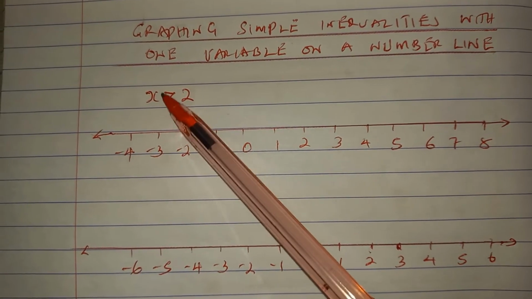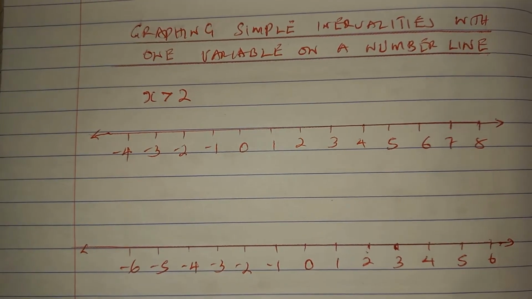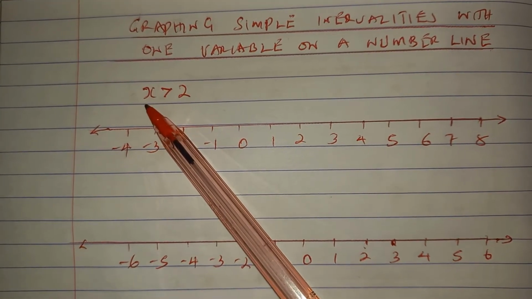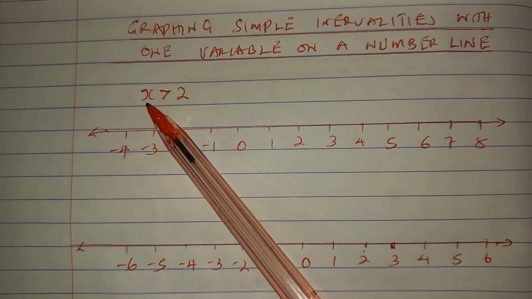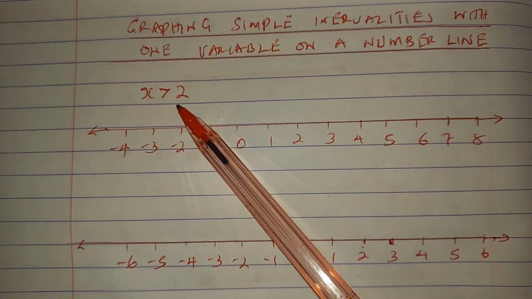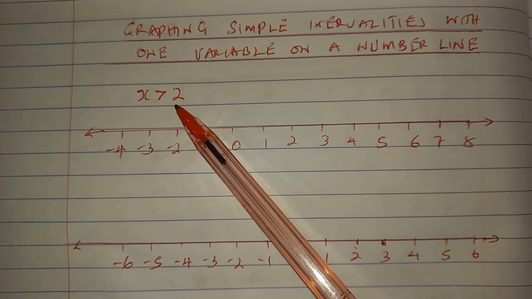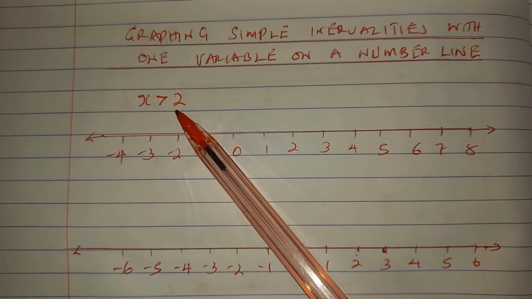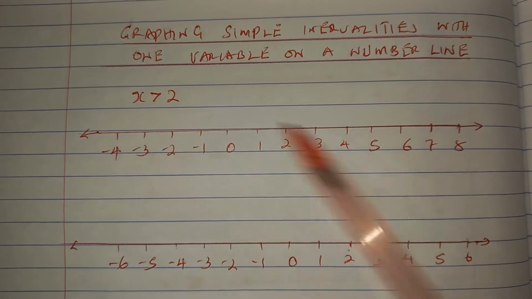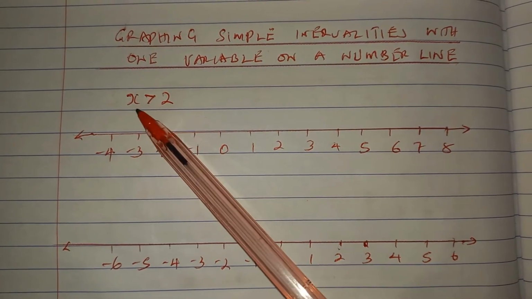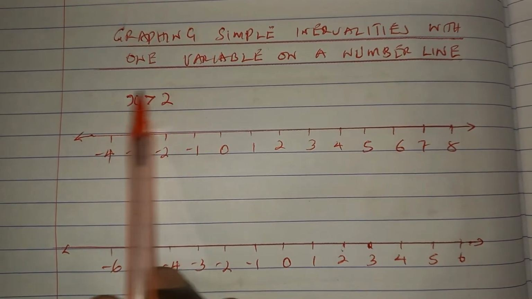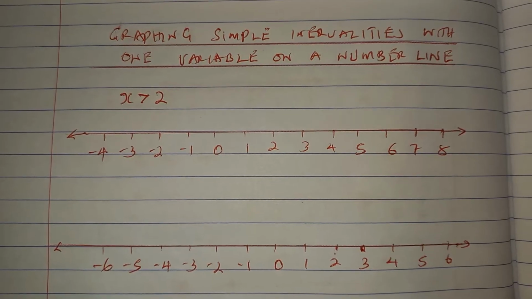Remember, X here is an unknown or a variable. If the value of X is greater than 2, it means that X can take all values that are more than 2. This means that X can take the value 3, 4, 5, 10, 120, 1,000, 1 million, and so on. Or X can take the values in between, that is 2.5, 2.001, etc. So how then do you represent this situation on a number line?